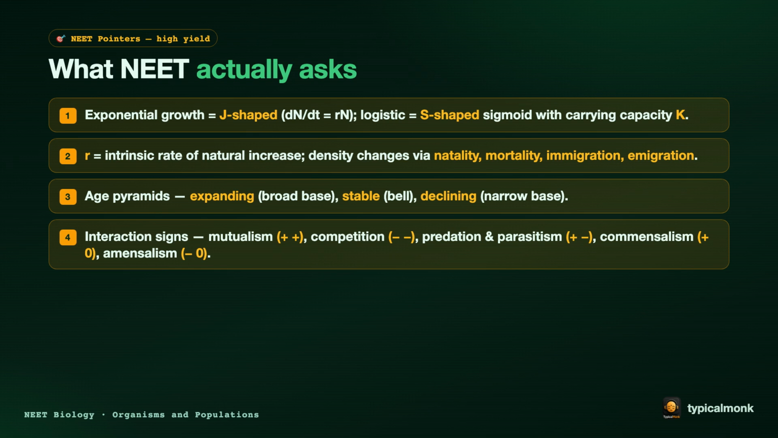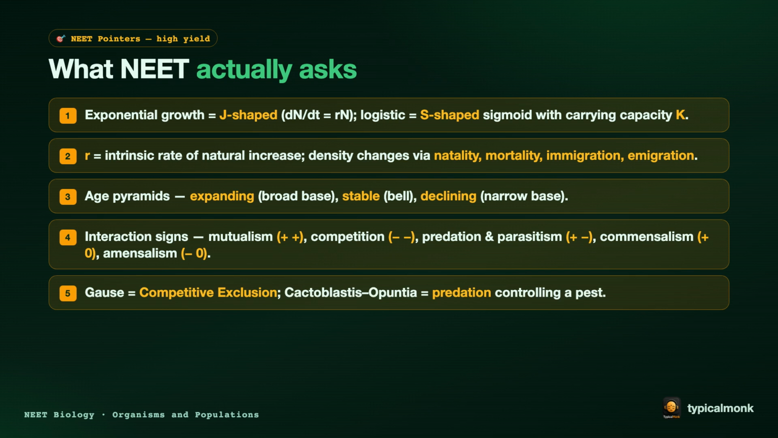4. The interaction signs. In mutualism, both benefit. In competition, both are harmed. In predation and parasitism, one benefits and one is harmed. In commensalism, one benefits and the other is unaffected. And in amensalism, one is harmed and the other is unaffected. 5. Gause means competitive exclusion, and Cactoblastis with the prickly pear means predation controlling a pest.